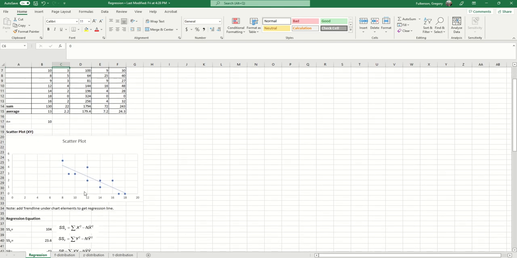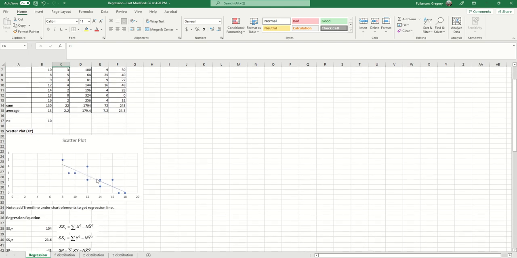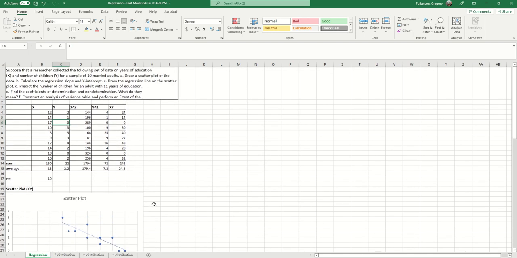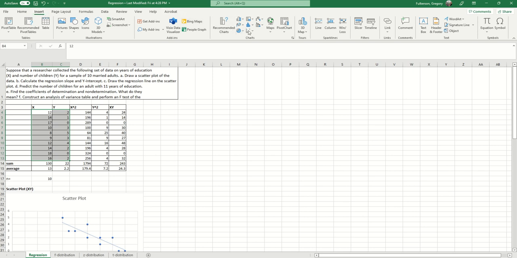And then this regression line is right down the middle of all those dots, right? It minimizes the distance between all of the dots. That's what the regression line does. So how did we make that? That's a scatter plot. So we just simply highlight the two columns of data that we'd like to use for the scatter plot. And then we insert the scatter plot, which is this one.